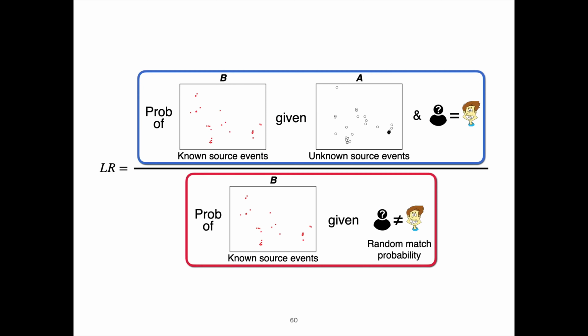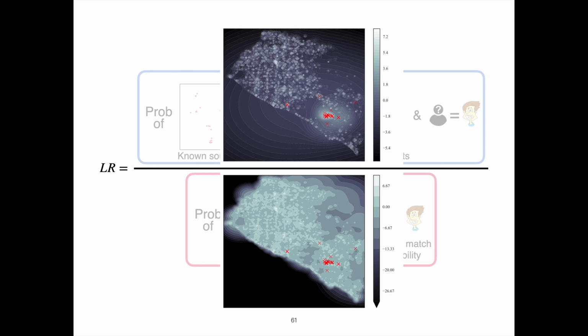We can now express this as the ratio of two statistical models. The numerator is that mixture model that I just finished introducing, with weight placed on previously seen locations in the unknown source sample, and the denominator is simply a population model. How likely is it to see these events in particular locations across a population?